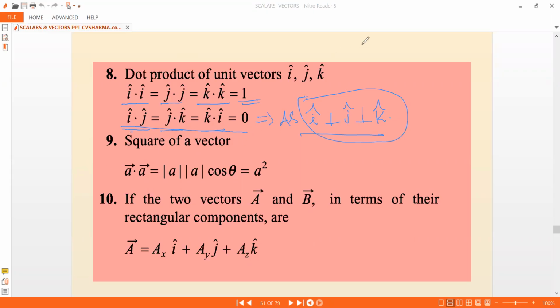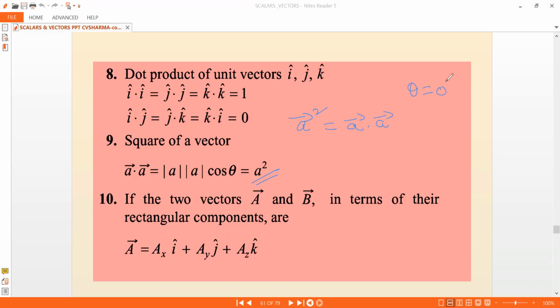And the next part is the square of a vector. What is the square of a vector? Suppose they ask you what is a bar square. It is nothing but a bar dot a bar. A bar and a bar have the same direction, so the angle between a bar and a bar is 0. So it is mod a bar into mod a bar cos 0. Cos 0 is 1. Mod a bar into mod a bar is mod a bar square, so it's the square of the magnitude of the vector. So simply a square. So a bar dot a bar, that is a square.